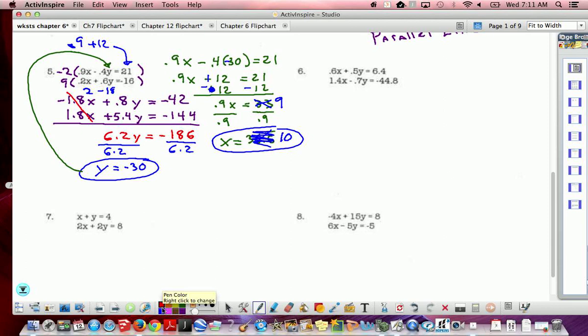All right, next one. Wow, look at these decimals. Okay. So when I look at this one here, this is where I'd actually think about canceling the y's.